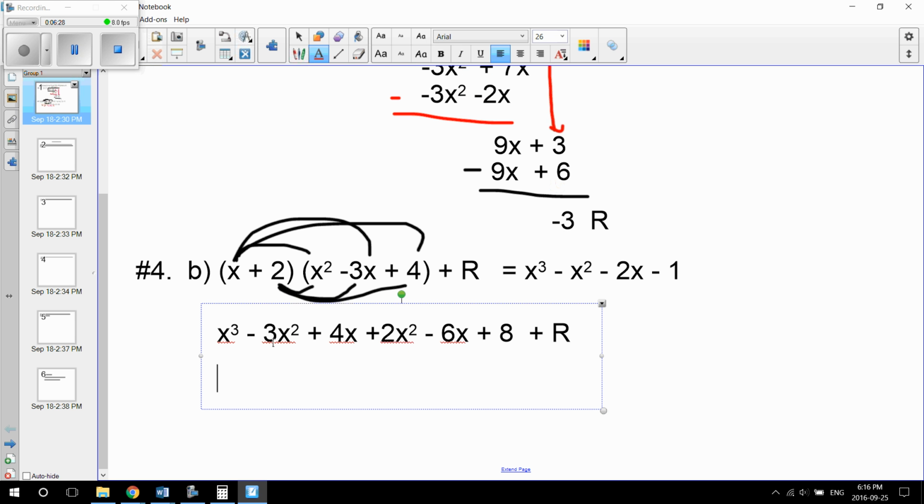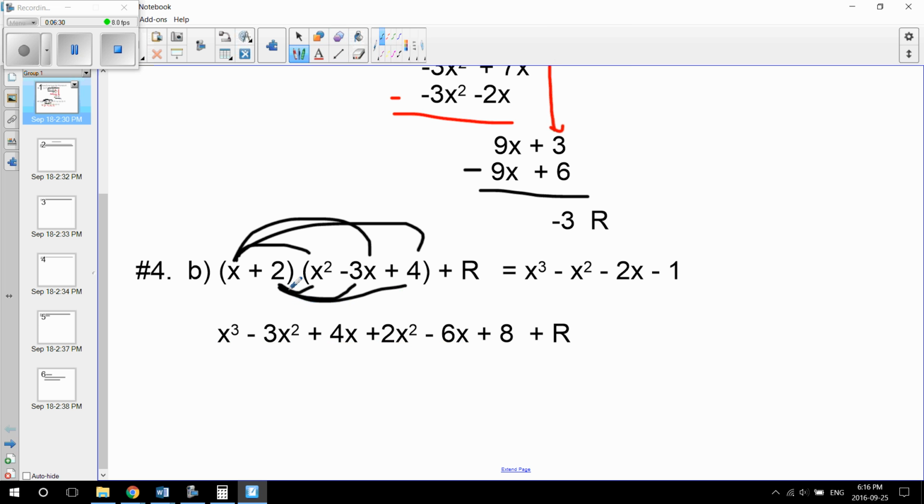So let's simplify, putting the like terms together. So we have a negative 3x squared here and a 2x squared that we can put together. And we have this 4x here and this negative 6x that we can put together.